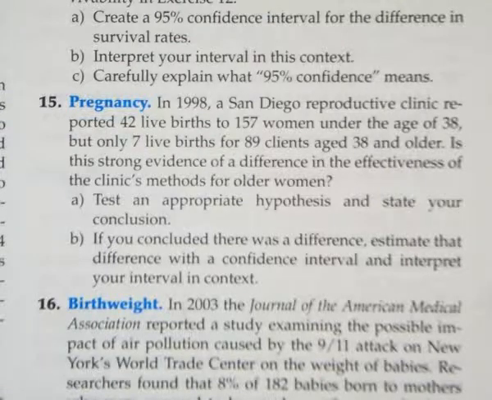Alright, so problem 15. In 1998, a San Diego reproductive clinic reported 42 live births to 157 women under the age of 38 and only 7 live births for 89 clients aged 38 and older. Is there strong evidence of a difference in the effectiveness of the clinic's methods for older women? So we've got to test an appropriate hypothesis, state our conclusion, and if there is a difference, we are going to then do a confidence interval.